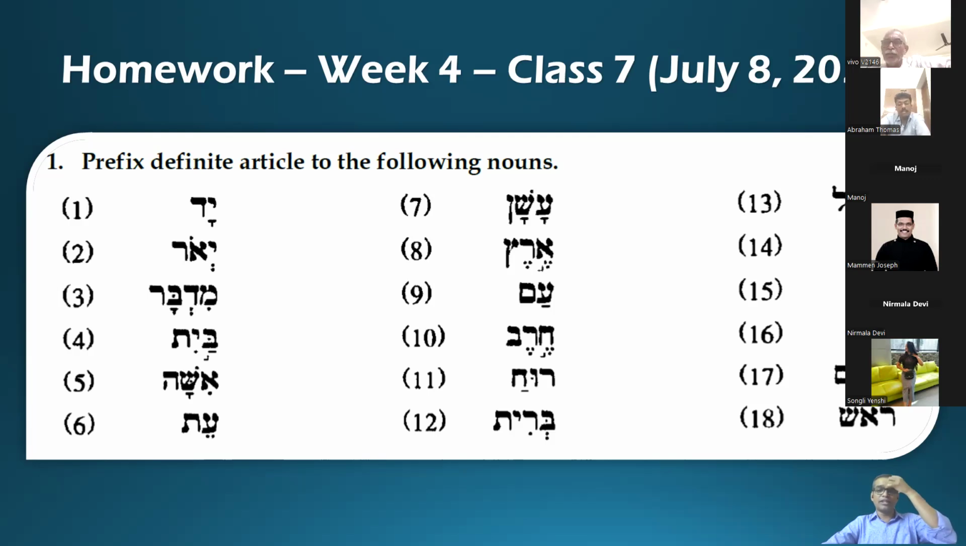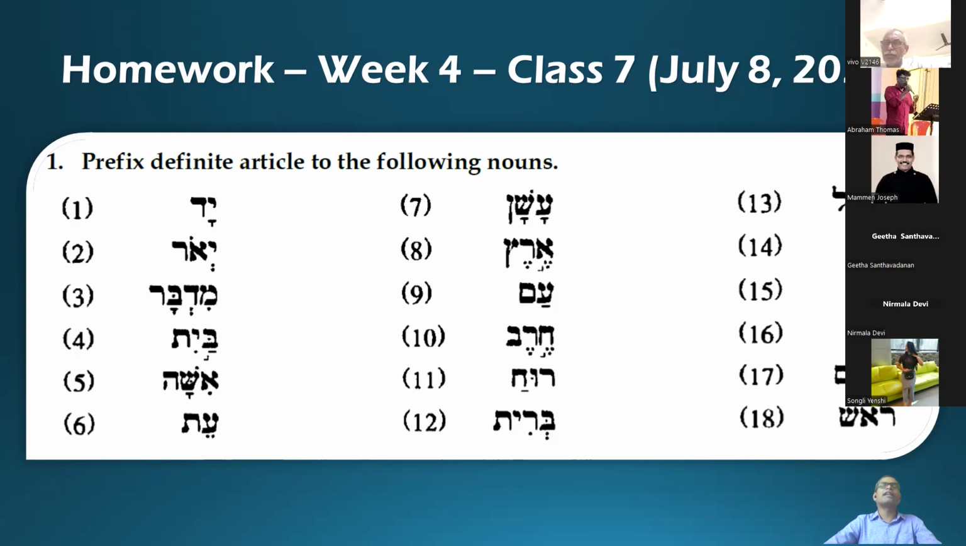You said the right answer, but there is a rule for that. The rule is if the initial consonant is Het followed by qamets, unaccented Ayin followed by qamets, and unaccented Aleph or He, then the definite article will be He followed by segol. Okay, your answer is right, but this is the rule. All right? The next one.